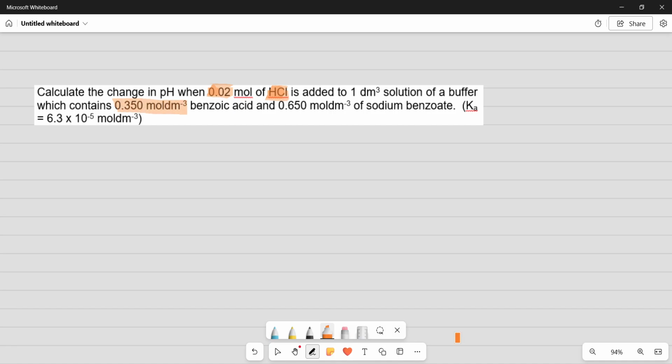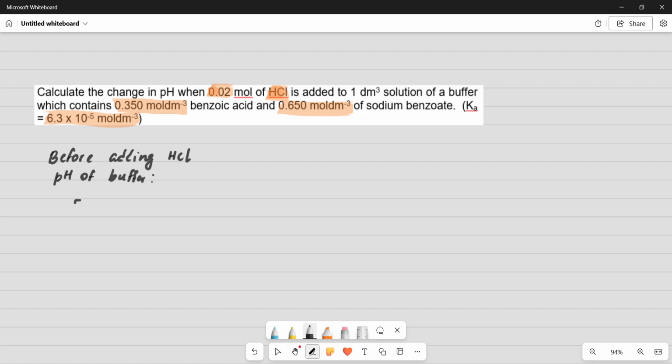To get that, we need the acid concentration, the salt concentration, and the Ka of the weak acid. So these three numbers are given. Let me start with before adding HCl. I need to find the pH of the buffer.